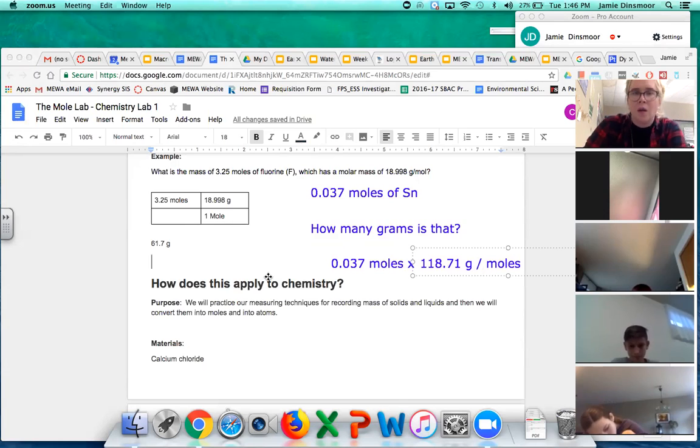Okay, so just in terms of time here, I'm going to push us through this a little faster. Hopefully you set something up like this. Your number of moles, 0.037 moles, times the molar mass that you got from the periodic table, which for tin should be 118.71 grams per mole.